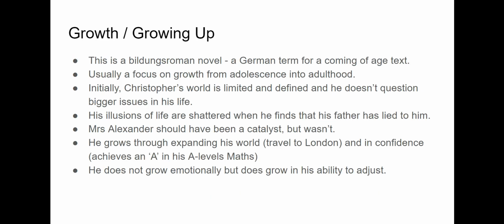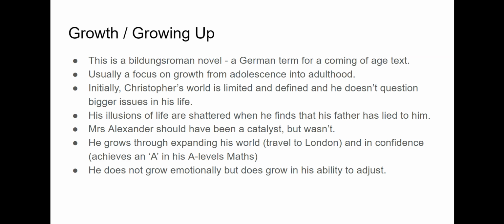So the first theme, growth or growing up. This is called a Bildungsroman novel. What that means is that's a particular genre that it's written in. So we have thriller genres, murder mysteries, etc. But in reality, this is Bildungsroman, and that's a German term for the idea of a coming-of-age text. So if you think of a teen movie or anything like that, it's usually a Bildungsroman novel where a character starts off in an immature phase. By the end of the novel, they've grown into a concept of adulthood. For Christopher, though, it's a very different journey than what you would normally expect.